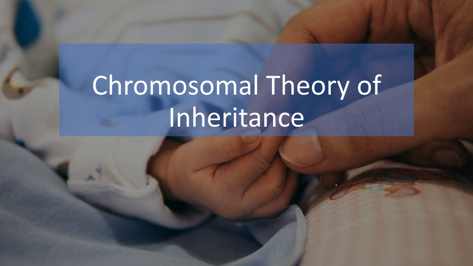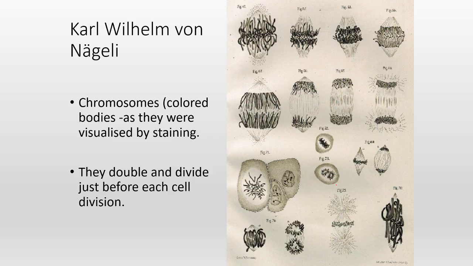Now, just a quick revision of the chromosomal theory of inheritance. Why is this concept important? Till now, scientists were unaware of what chromosomes actually are, because people had not found out yet about DNA or genes. There was certain speculation on how it could be, and there was this scientist Nageli, who started studying the colored bodies, which were visualized under the microscope by staining, and thereby the name chromosomes.